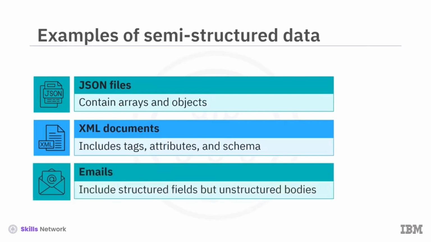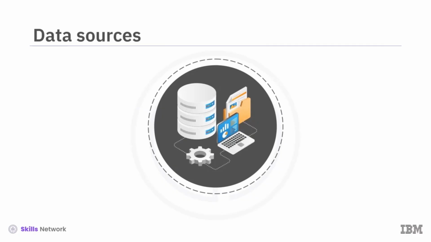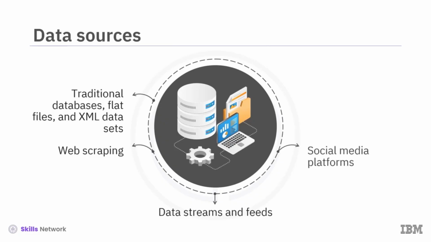Emails have structured fields, to, from, subject, but unstructured message bodies. Businesses today access a wealth of data from various sources, including traditional databases, flat files, and XML datasets, web scraping, data streams and feeds, social media platforms, IoT devices with sensors. We can hold or transfer data between systems in many different file formats.